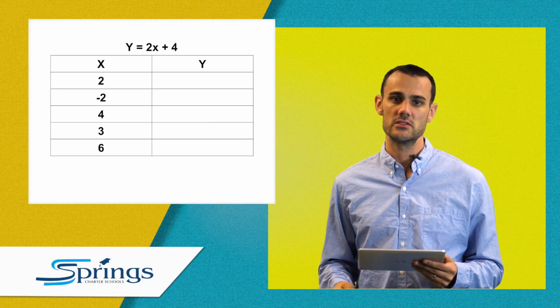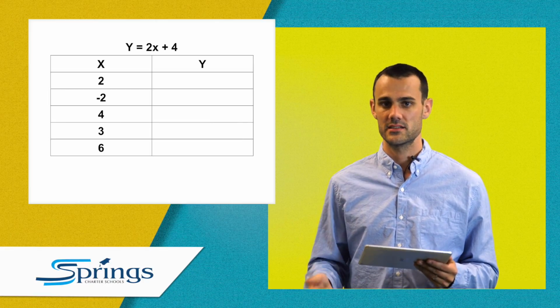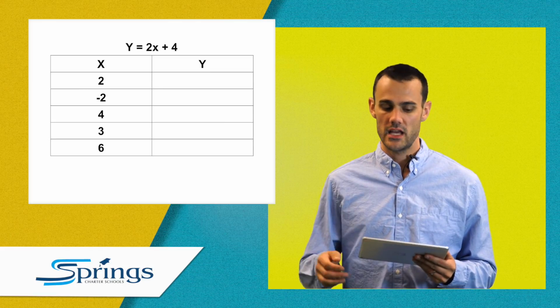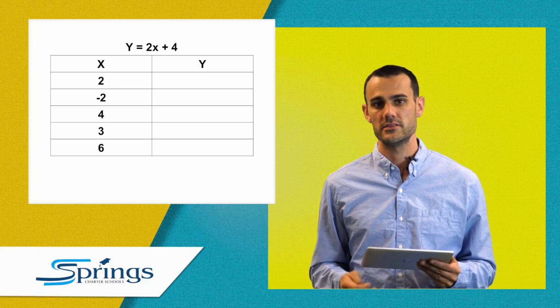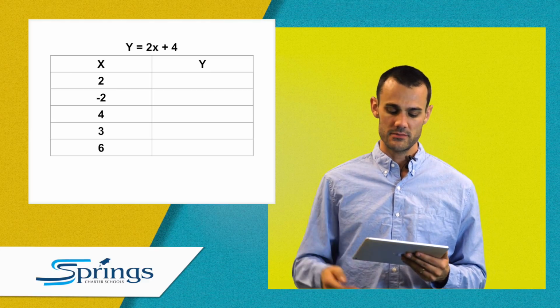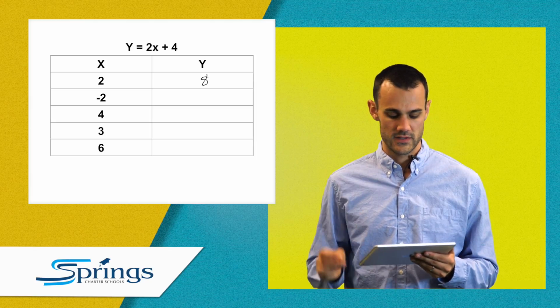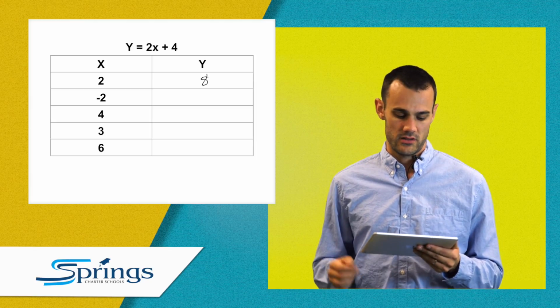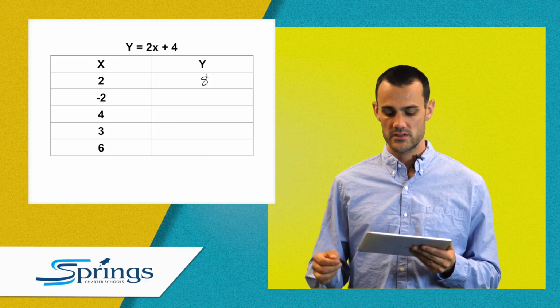So our x values we're working with today are 2, -2, 4, 3, and 6. I basically just pick some random numbers and put them in for the x value. We're going to use this information to create the y values in our table. So 2 times 2 is 4, plus 4 more makes that number 8. All right, now let's try -2. -2 times 2 makes -4, and -4 plus 4 makes 0.